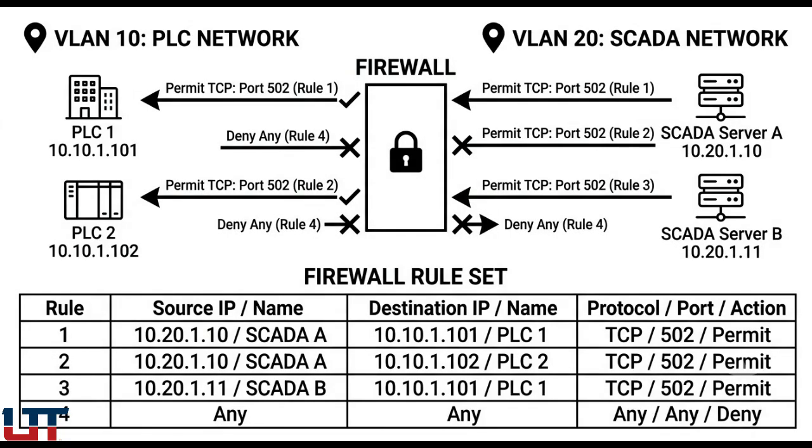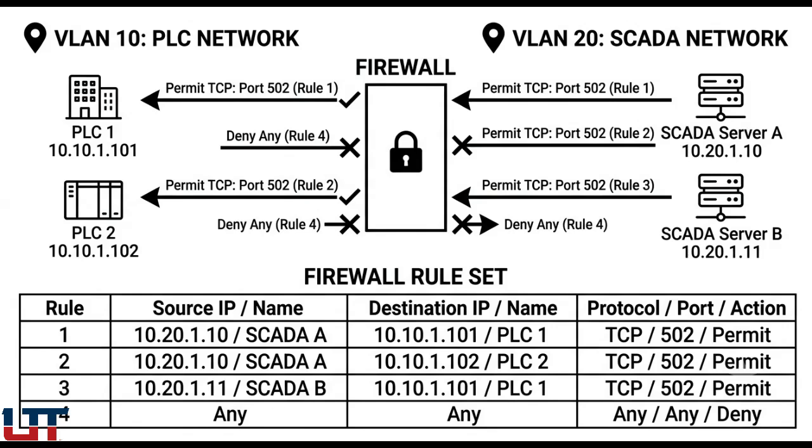Here's a simple firewall rule set protecting PLCs in VLAN 10 from the SCADA servers in VLAN 20. In Rule 1, we have permit TCP from source 10.20.1.10, our SCADA server A, going to destination 10.10.1.101, which is my PLC 1 on port 502. My second rule is permit TCP from source 10.20.1.10, that same SCADA server A, going to a different PLC, 10.10.1.102, PLC 2 on the same port number 502.